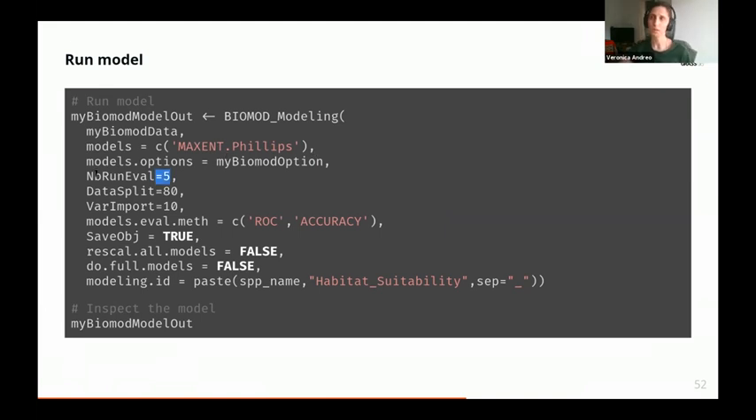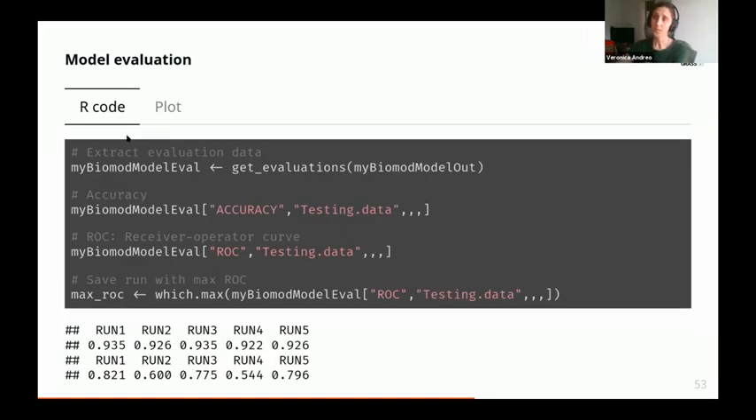And here we can set how many runs to evaluate and how to split data to do the cross-validation within the modeling, and which evaluation metrics we will use. This ROC here is actually the area under the ROC curve. Then we get evaluations once the model has run. I don't run it live because it takes a while. That's why I chose to put everything in the presentation.